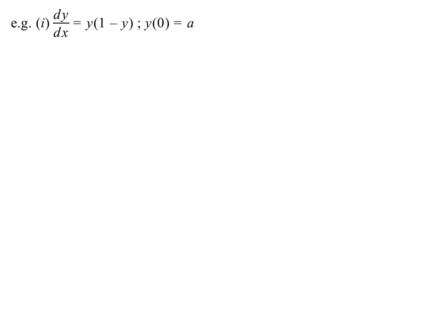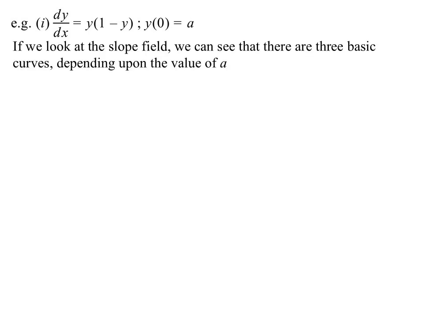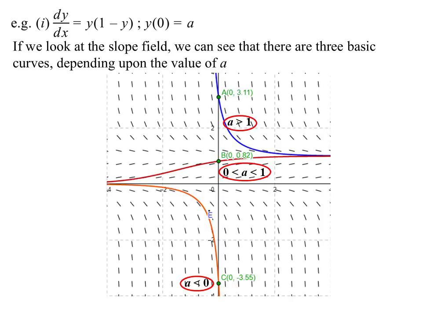So let's do the one where p is just simply 1. The initial condition is that when x is equal to 0, y is equal to a. If we just looked at the slope field for this, there it is, we can work out that basically there's 3 shapes, if you like, that we could have, depending on the value of a. So if a was less than 0, we get this orange one here. So it kind of looks hyperbolic. If it's in between 0 and 1, we get this inflecting one.